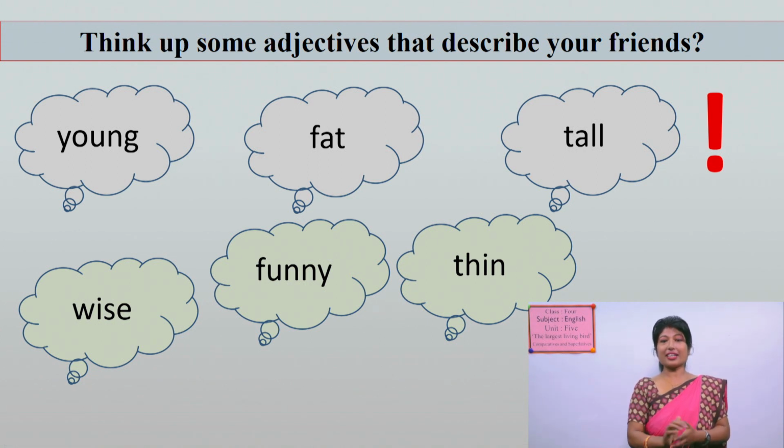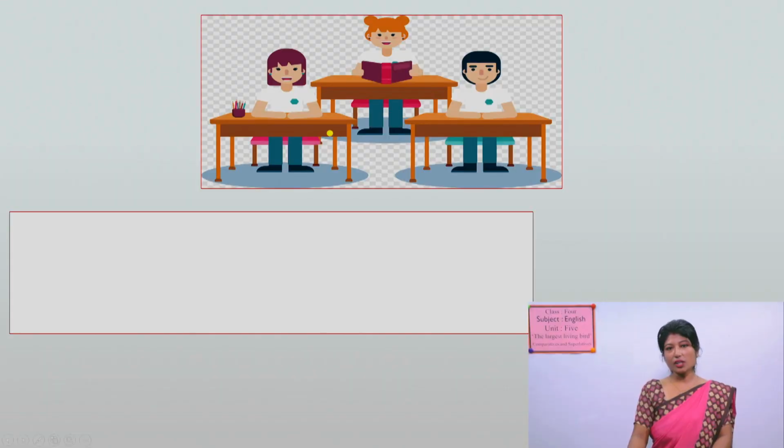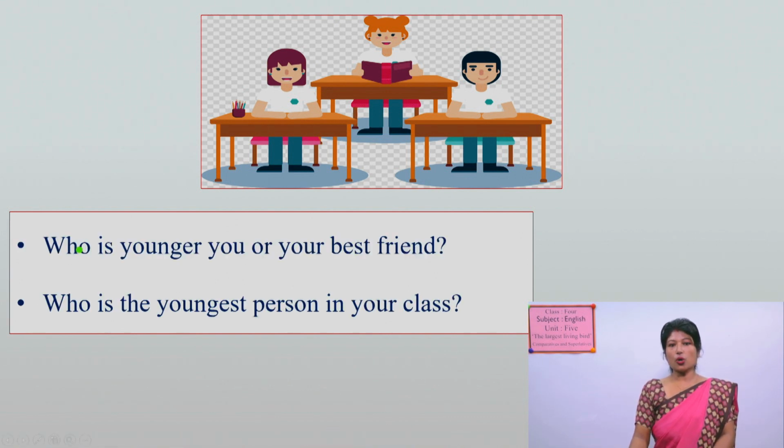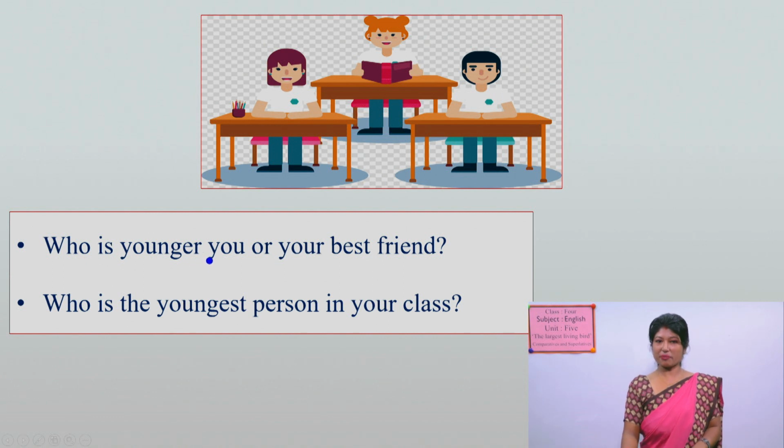Okay. Now let's use these in a sentence. Suppose this is your classroom and these are your friends. Among these, what is the question over here? Look at here. Who is younger, you or your best friend? To know who is younger between you and your best friend, तपाईं र तपाईको साथीमा को younger हुनुहुन्छ? Maybe younger means अब age सोध्नु पर्यो हैन? Maybe if you are 12 years old and your friend is 11, then who is younger? Your best friend is younger than you at that time, right? So you decide whether your best friend is younger than you or you are younger than your best friend. Okay.